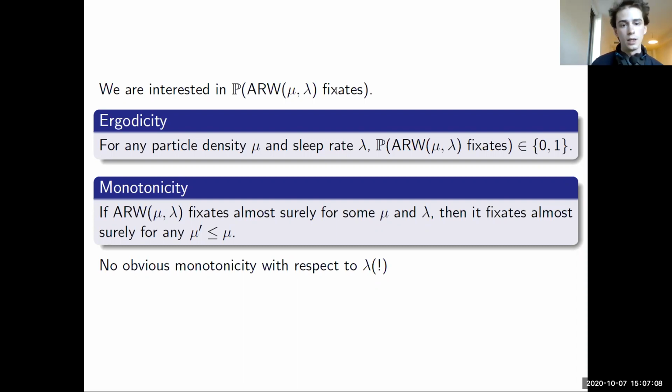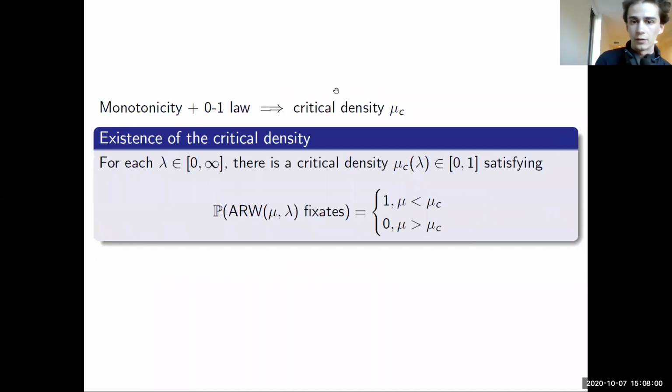There's also a very natural monotonicity in the density mu. If the system fixates for some value of mu and I decrease it, then it still should fixate almost surely. Intuitively that's pretty clear: if I take particles out of the system, it makes it easier for things to fall asleep. You might think there's also monotonicity with respect to lambda, the sleep rate. If I increase the sleep rate, so particles fall asleep faster, it's intuitive that this should also make it easier to fixate, but this is open. I don't know how to prove that yet. So it's not as obvious as it might seem, but it should be true. That's okay, though. I only need the monotonicity in mu to get my phase transition.